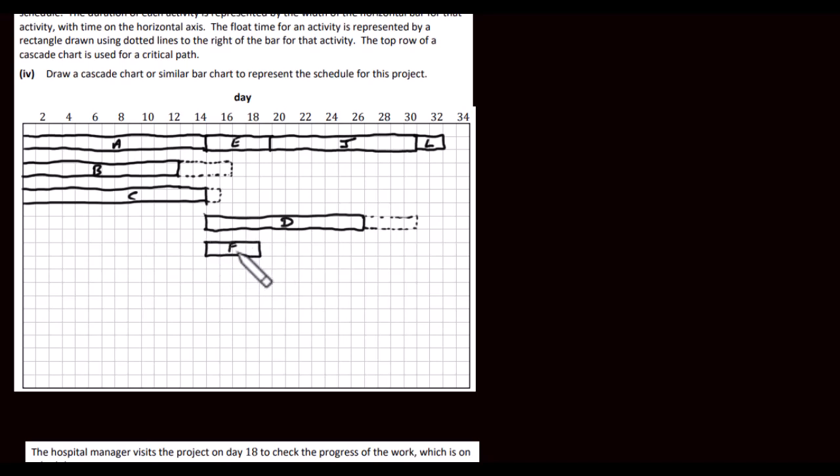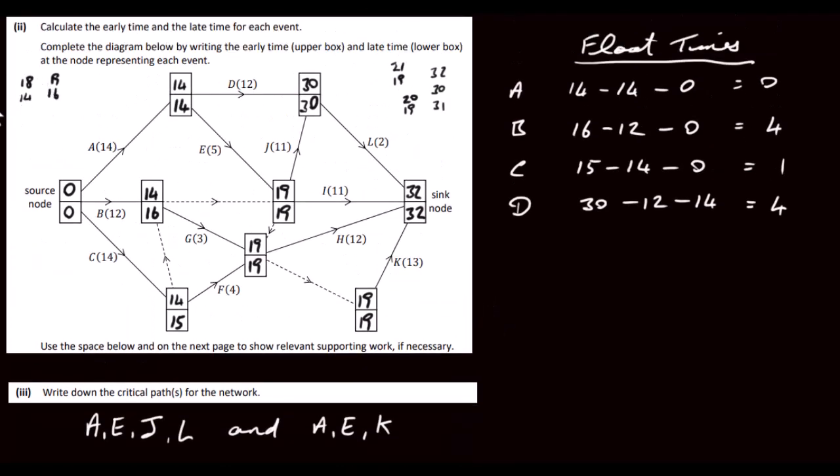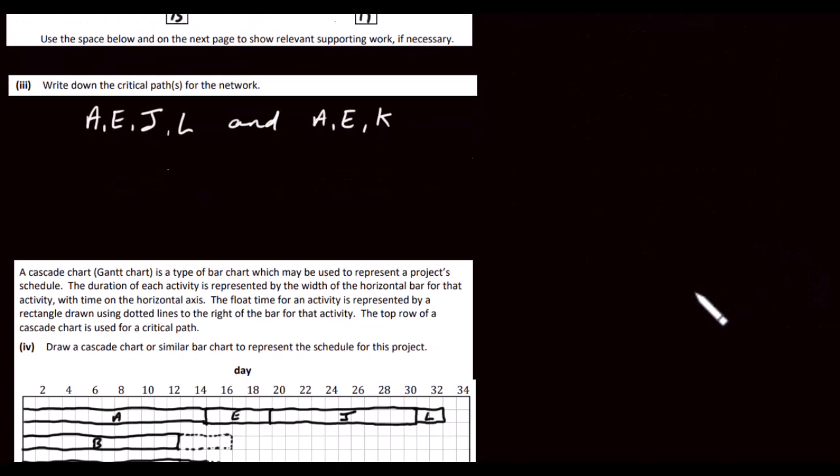This is F, and its float time we can work out. Let's see, we've got F here. So for F, we take the 19, we subtract 4, which was its duration, and then subtract 14, the early time here. So we're subtracting 18 from 19, which is 1. So F has a float time of 1 day.